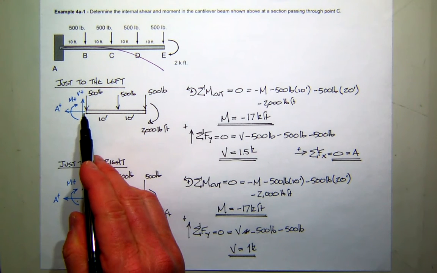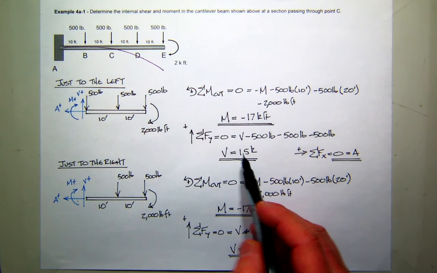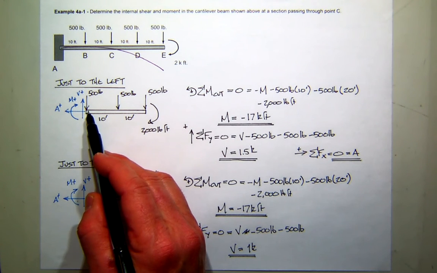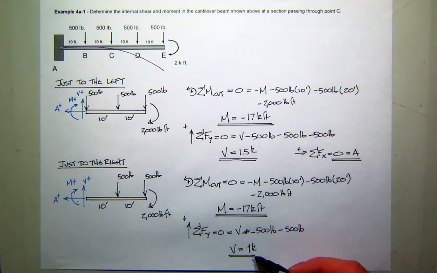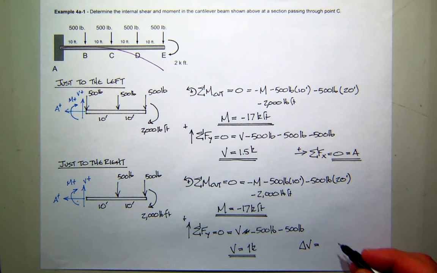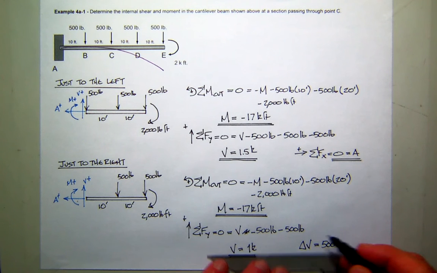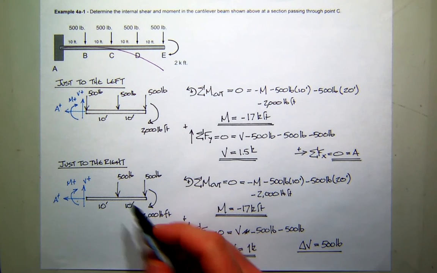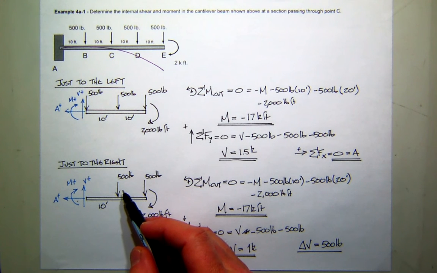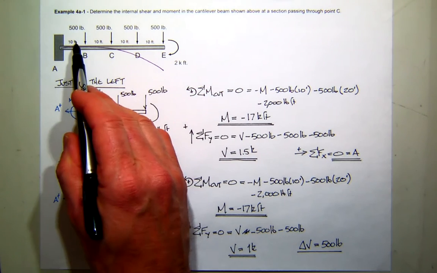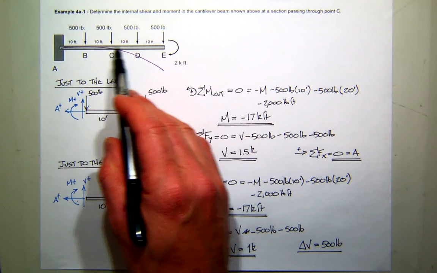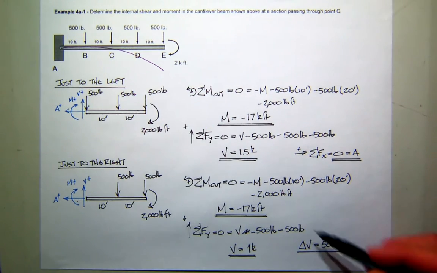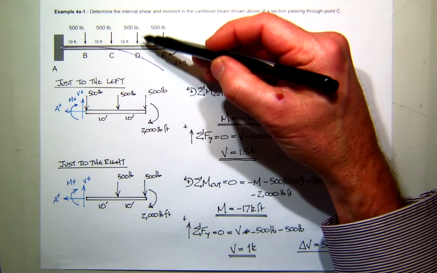Just to the left of that force, my shear was 1.5. Just to the right of the force, it instantaneously changes to 1. What's the difference between those two? What is the change in shear? 500. It's 500 pounds. And why? Because the force is 500 pounds. So as you go under or pass by a concentrated force, your shear will change exactly the amount of that value.